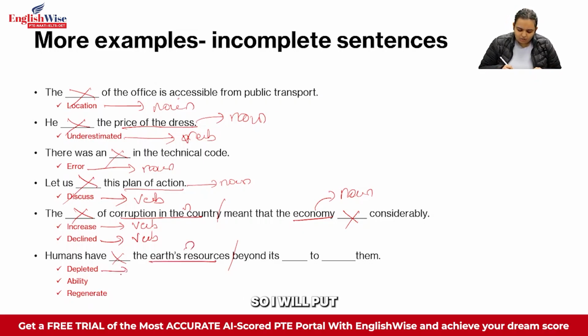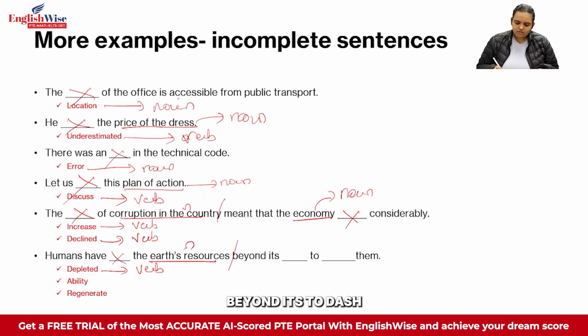So humans have earth's resources. This is a noun here. So I will put a verb now and fill it up. So humans have depleted the earth's resources beyond its to dash them. So beyond its to dash them.